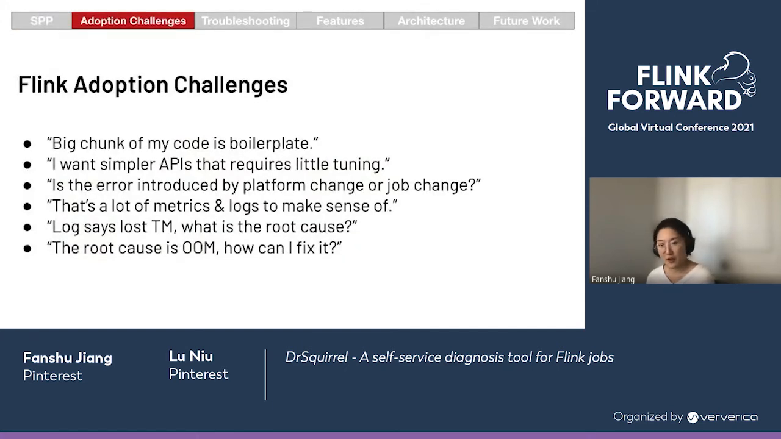At the very beginning of our platform, when we didn't have all those components, we actually got a lot of feedback and questions from our customers. The most typical ones are these. For example, people would say, oh, hey, a big chunk of my code is boilerplate, but I just want to focus on writing my business logic, ideally with some simple APIs that require little tuning for the job to be stable. So we built the RTG framework to address this request and increase the dev velocity.